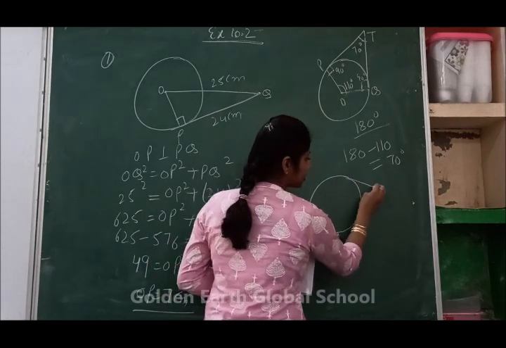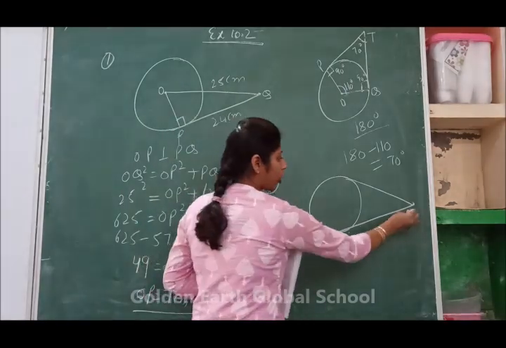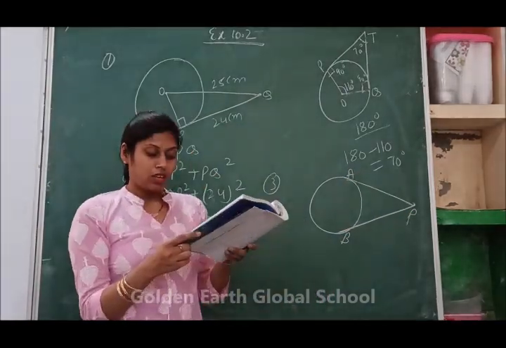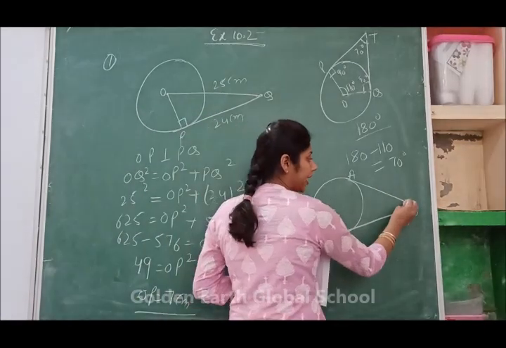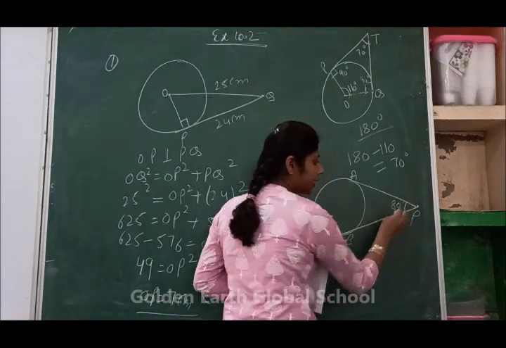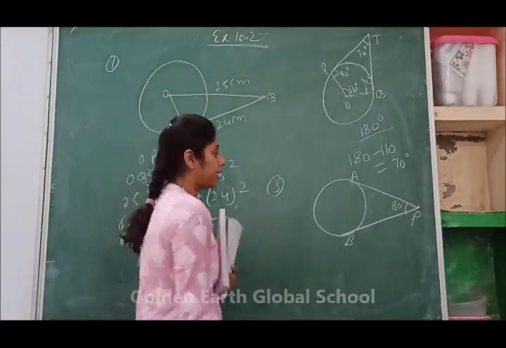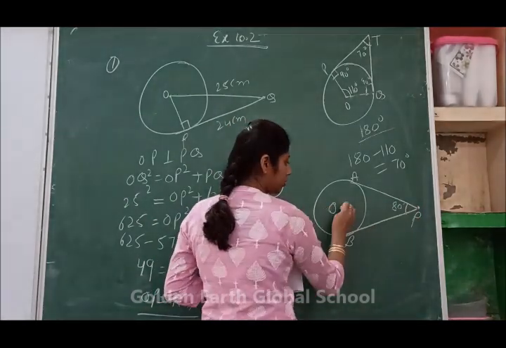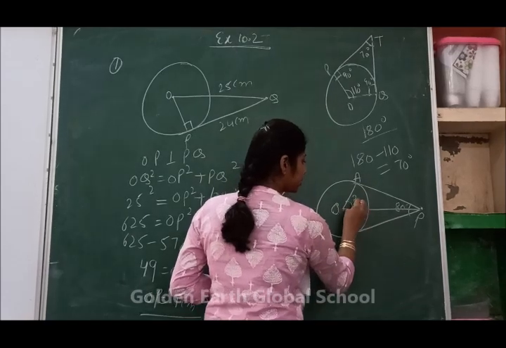Now third question. If the tangents PA and PB are drawn from a point P, this is a circle, and tangents are drawn from an external point P, A and B, inclined to each other at an angle of 80 degree. Inclined means what angle is formed? 80 degree. We have to find angle POA. O is the center of the circle.